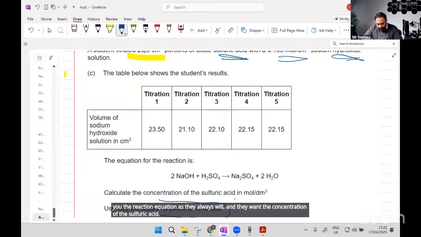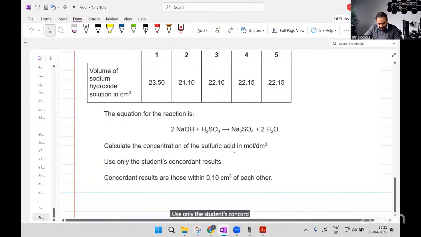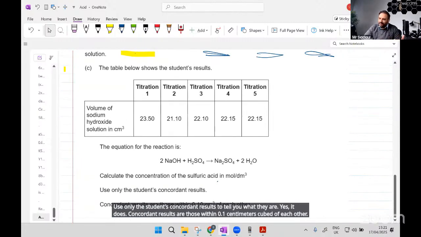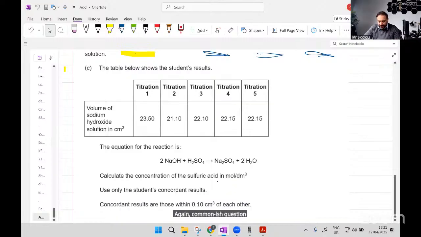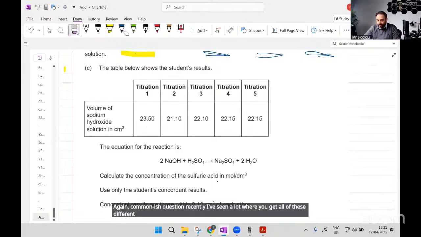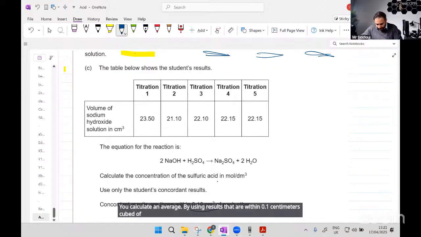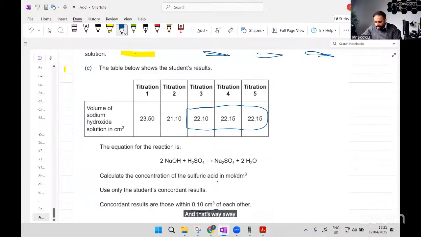Use only the student's concordant results. Does it tell you what they are? Yes, it does. Concordant results are those within 0.1 centimeters cubed of each other. Again, a common-ish question I've seen a lot recently, where you get all of these different values, but you only want one of them. You want to calculate an average. You calculate an average by using results that are within 0.1 centimeters cubed of each other, which to me looks like these three. We don't want that one, that's quite far away. That's one away, and that's way away. So we're just going to use those three, and we're going to calculate an average using these three.